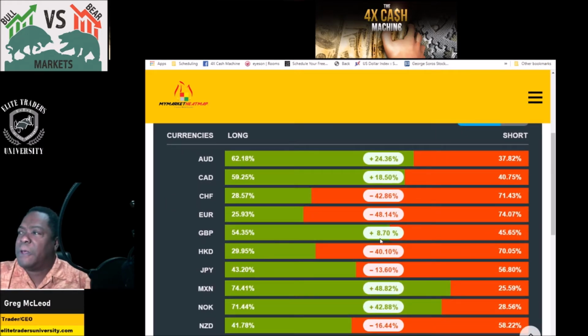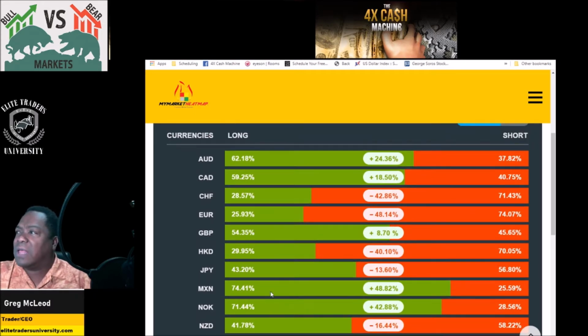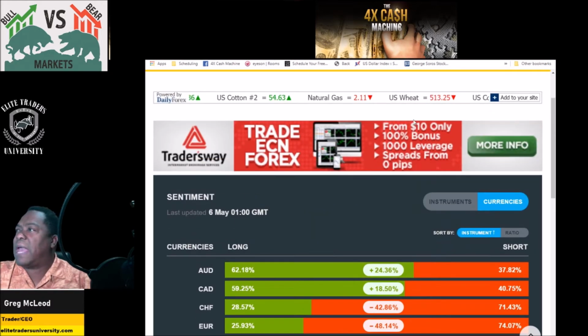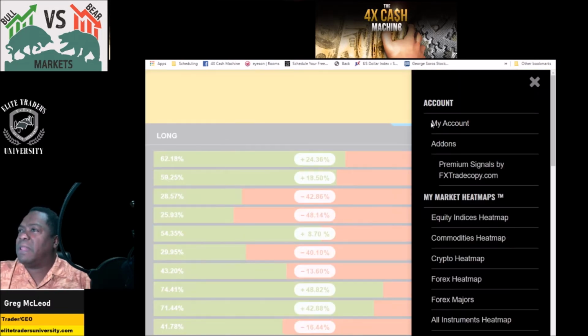It's not fair. But when we had a lot of people who were very long euro, and they got crushed, right? A lot of people were long Australian dollar, and they were getting crushed. And so this is telling you that people are still long Aussie dollar, and they're probably going to get crushed later on. Okay, but let's look at the heat map, and that's what I really want to focus on.